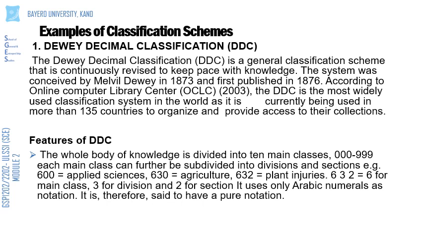access to their collections. The feature of the DDC is that the whole body of knowledge is divided into 10 main classes, that is 0 to 9. Each main class can further be subdivided into division and section. For example, 600 being applied science, 630 being agriculture, 632 plant injuries, where the 6 is for the main class, 3 for division, and 2 for section. It uses only Arabic numbers as notation. It is therefore said to have a pure notation because only numbers are used as the class marks for this particular classification scheme.